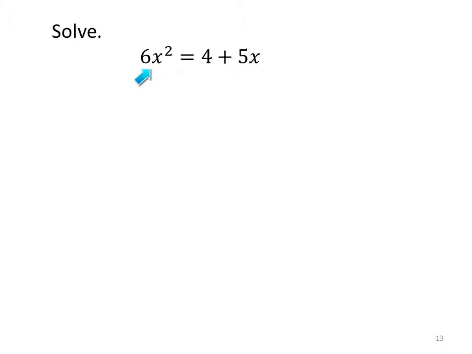So we want that to be positive. Our leading term should be positive. So what we're going to do is subtract 5x and subtract 4 from both sides, and that will leave 0 on the right. So as you can see, minus 4 minus 5x produces 0 on the right.